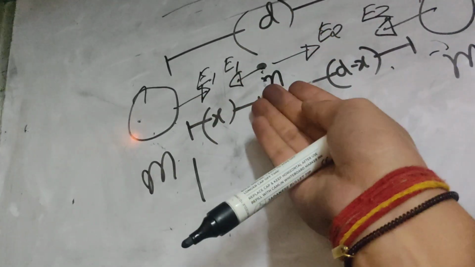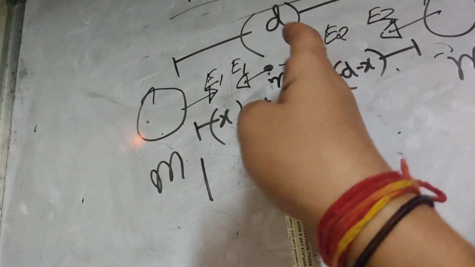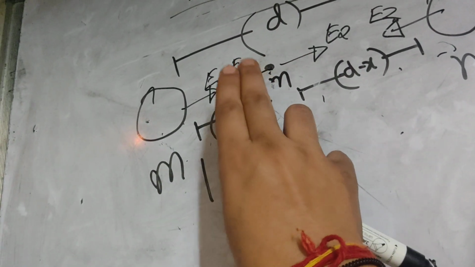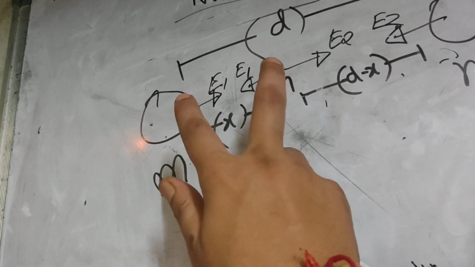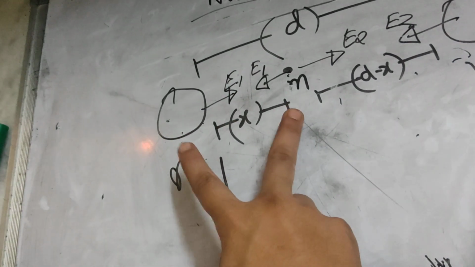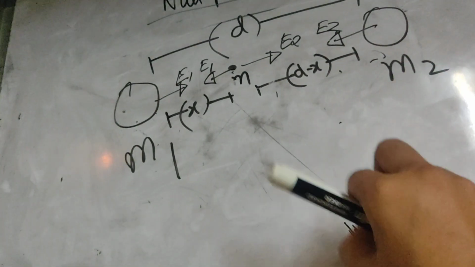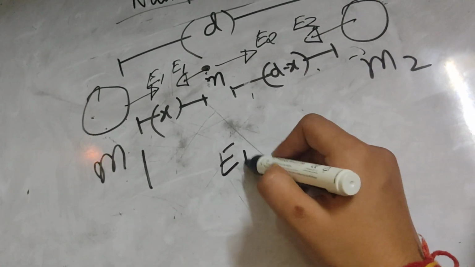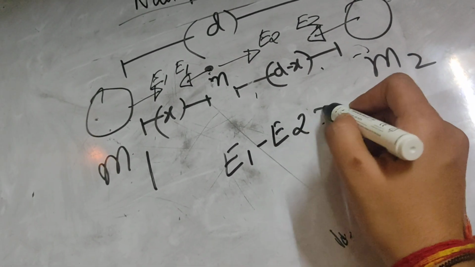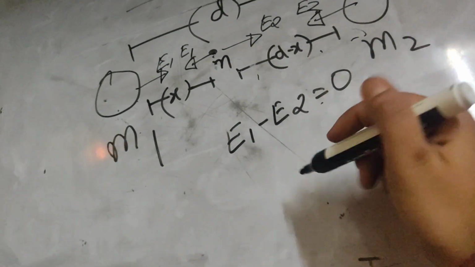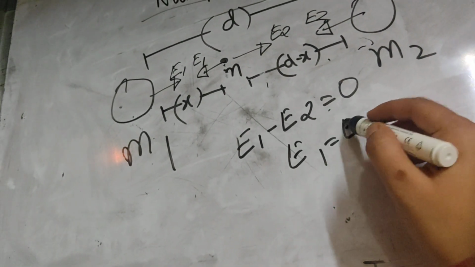When it is not moving, E1 and E2 are equal, which means there is no net gravitational force at this particular point. And this particular point is at distance x from m1 and D minus x from m2. So what you will do? You will equalize so that E1 minus E2 gets subtracted, which means the net field intensity is 0. So E1 is equal to E2.